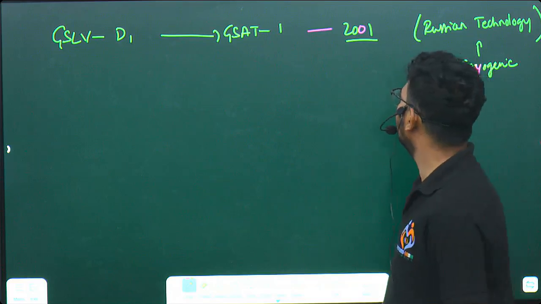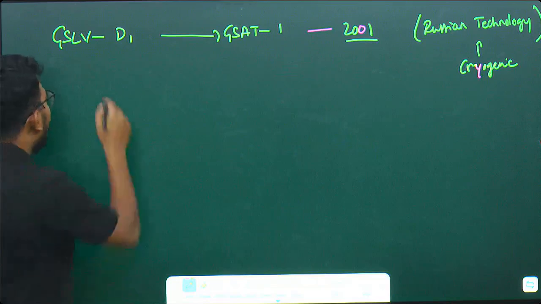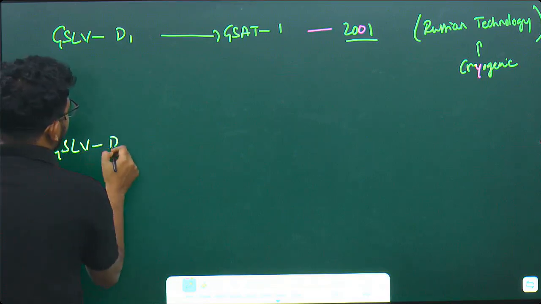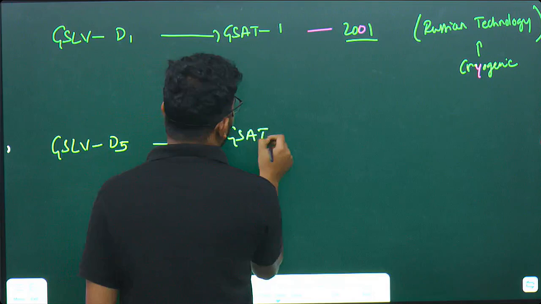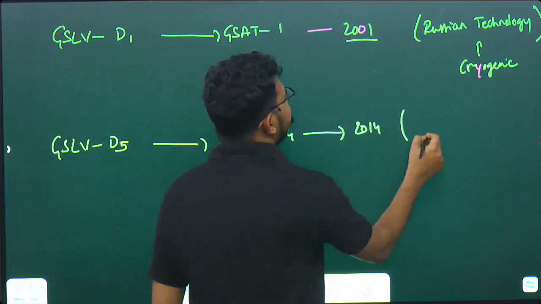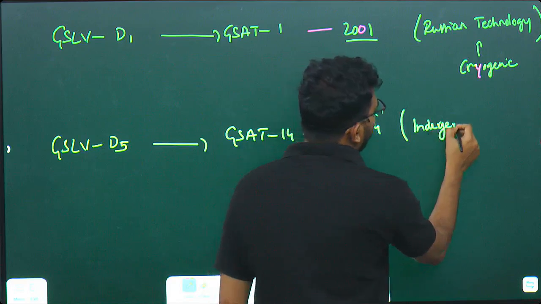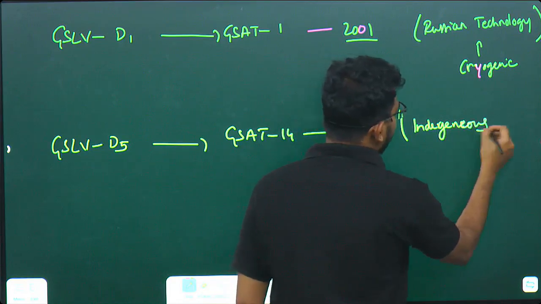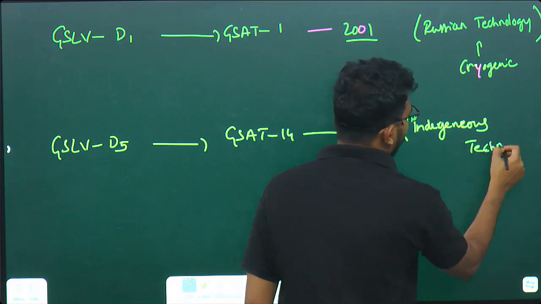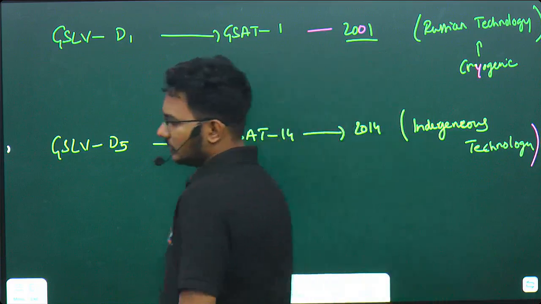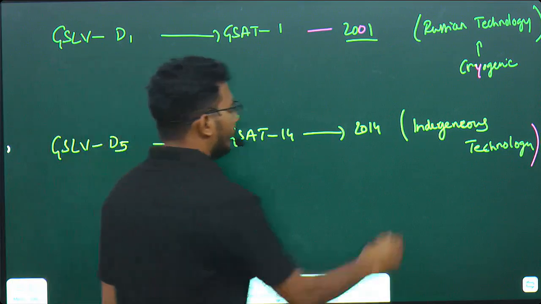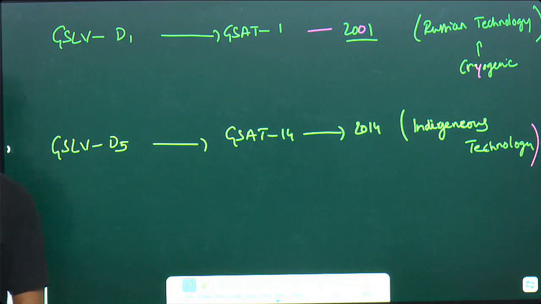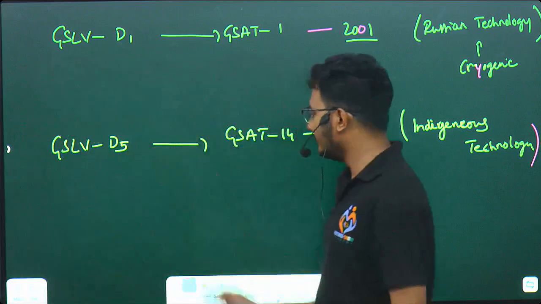Okay. So finally in 2014 we got the technology, and in 2014 we launched GSLV D5. Using this GSLV D5, we launched GSAT 14, and this is indigenous technology. So LPSC made the cryogenic engine here. Okay, so these are some facts associated with this GSLV.